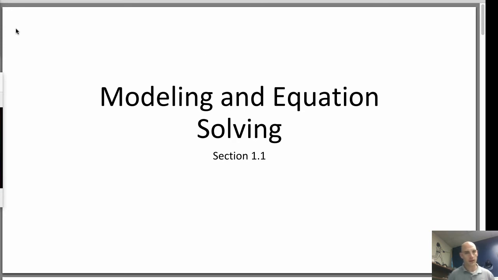Welcome back. Today we're going to talk about modeling and equation solving. Part of the hard part about teaching and learning this is that teaching strategies is important, and teaching strategies is not like teaching an algorithm. So it's not teaching the quadratic formula or completing the square.